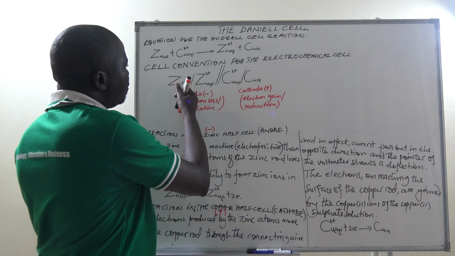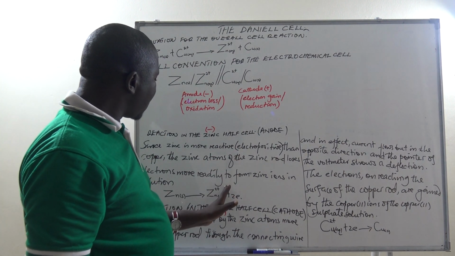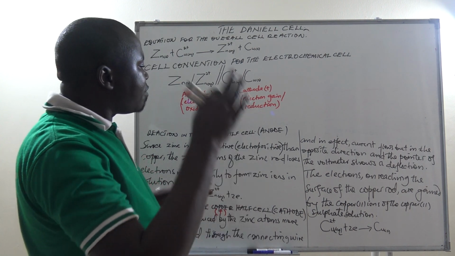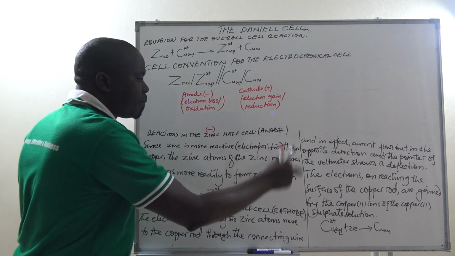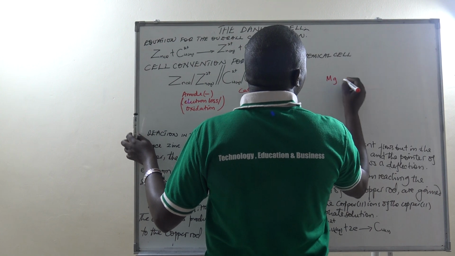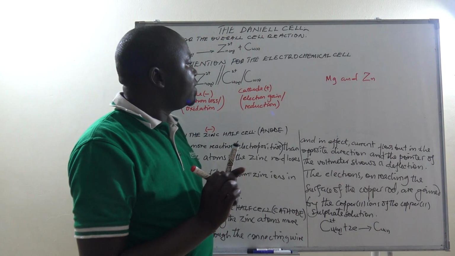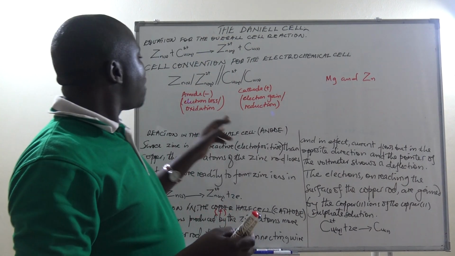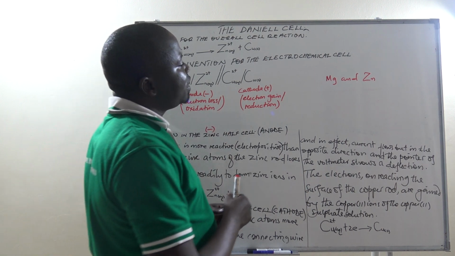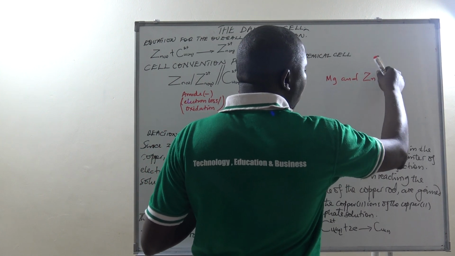So I want you to be able to remember this, and you can be asked to write the equation for the reaction at each electrode or at each half cell. You have to write it. And remember that it may not be zinc and copper. It can be, say, magnesium and zinc. So you must be able to identify that the metal which is more reactive is the one which will be our anode or the negative electrode. And the one which is lower in the reactivity series becomes our positive electrode or the cathode.